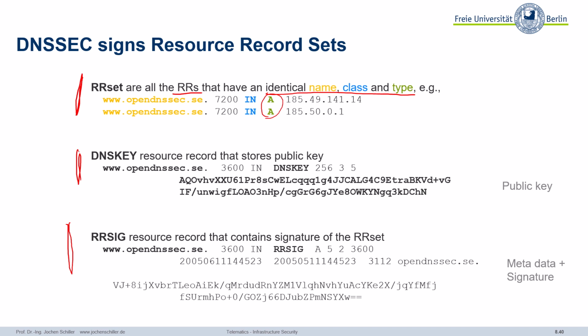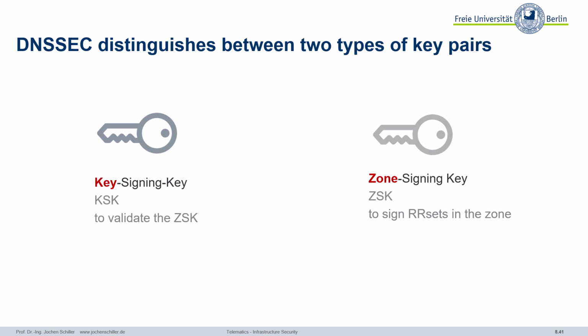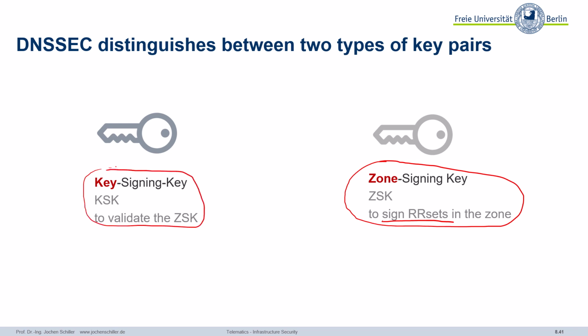So how is this done? Well, DNSSEC uses keys, quite obviously, but it uses two different keys. One, on the right-hand side, is the zone signing key. That's the key that's used to sign these sets, the resource record sets in a zone. That's called the zone signing key. And then we have a KSK, a key signing key, that validates the zone signing key. So the two keys.